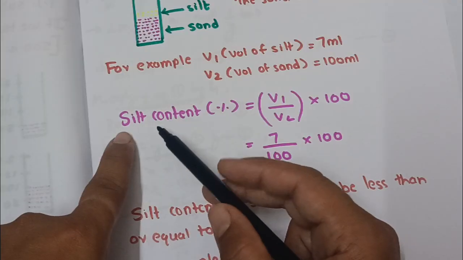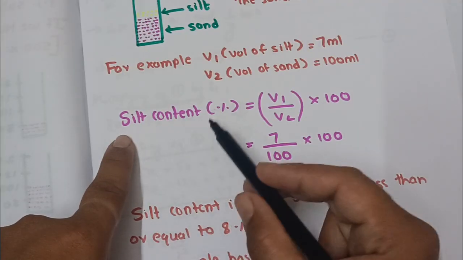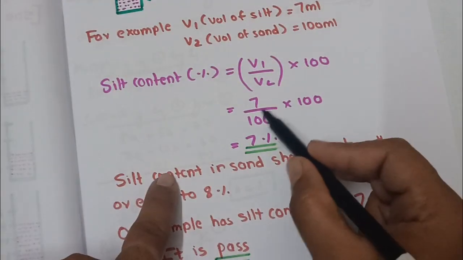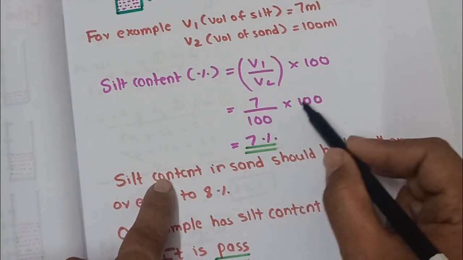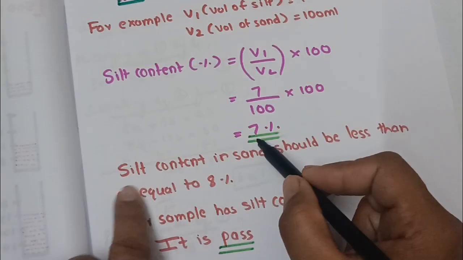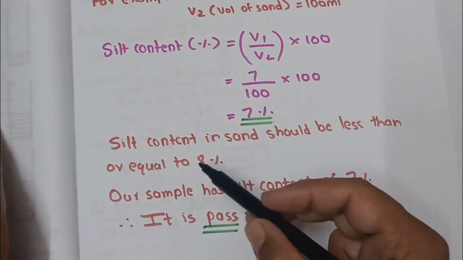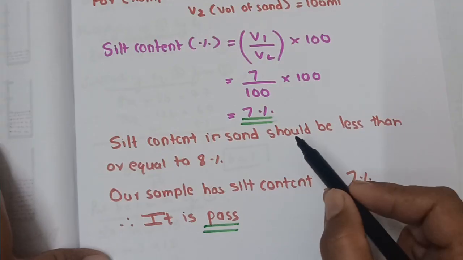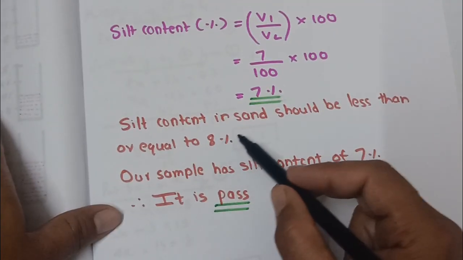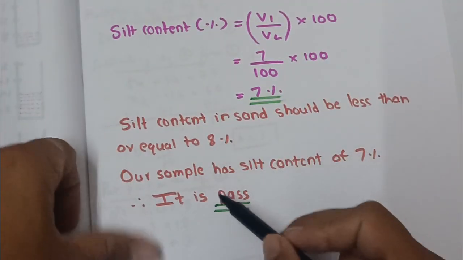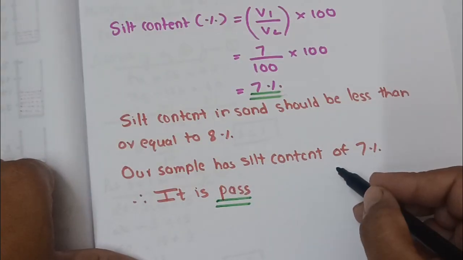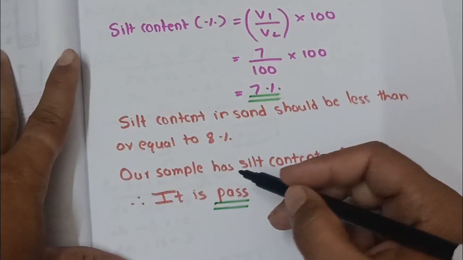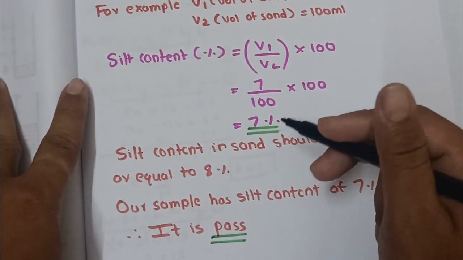Then we get silt content in percentage. Formula is V1 by V2 into 100. V1 is 7 ml, V2 is 100 ml, into 100. We get 7%. Silt content in sand should be less than or equal to 8%. It is a standard percentage, that is 8%. Our sample has silt content of 7%. Therefore, it is pass and can be used in any purpose. Thank you.